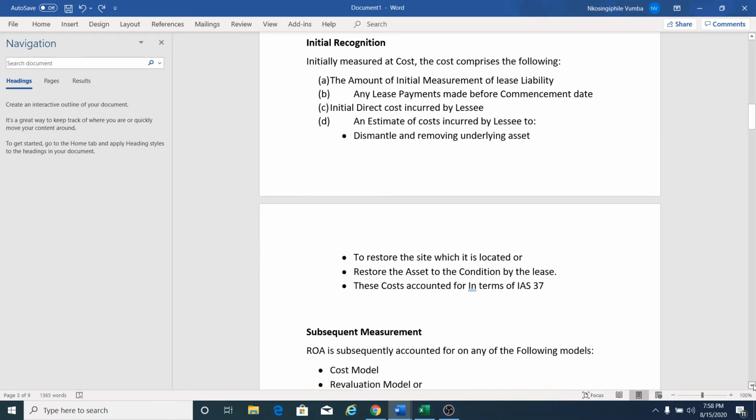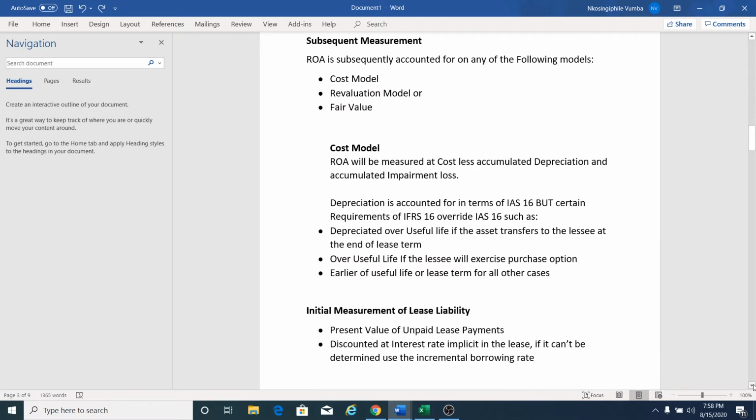Okay, so subsequent measurement. The ROA is subsequently accounted for using the cost model, the revaluation model, or the fair value model. My focus is only going to be on the cost model, because it is what we see from day to day. So the ROA will be measured at cost less accumulated depreciation and less accumulated impairment losses. That's how we account for the right of use asset. It's pretty straightforward and simple.